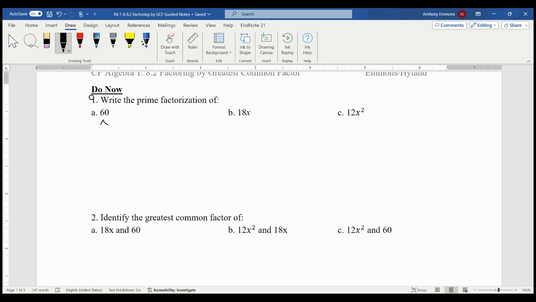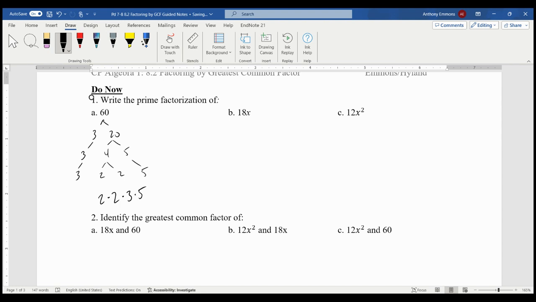in different areas. So 60, maybe that breaks down to 3 times 20. 3 is just 1 times 3. We're going to rewrite it anyway. And then 20 is 4 times 5, making the prime factorization, whoops, not done yet, because 4 breaks down to 2 times 2, making the prime factorization of 60 2 times 2 times 3 times 5.